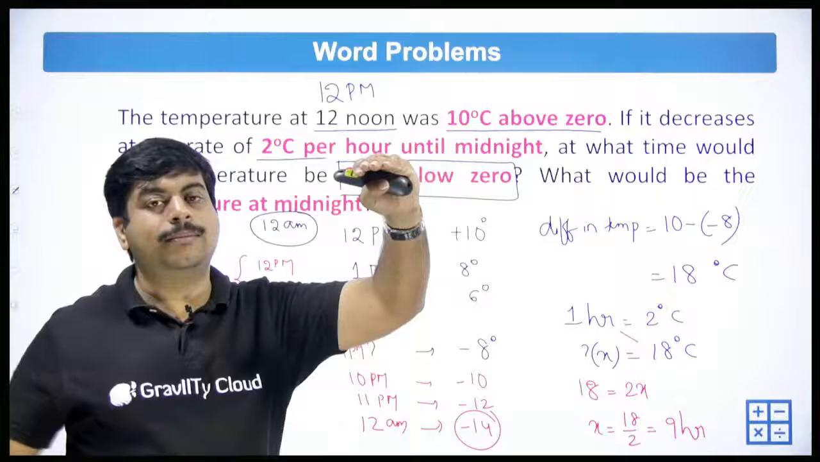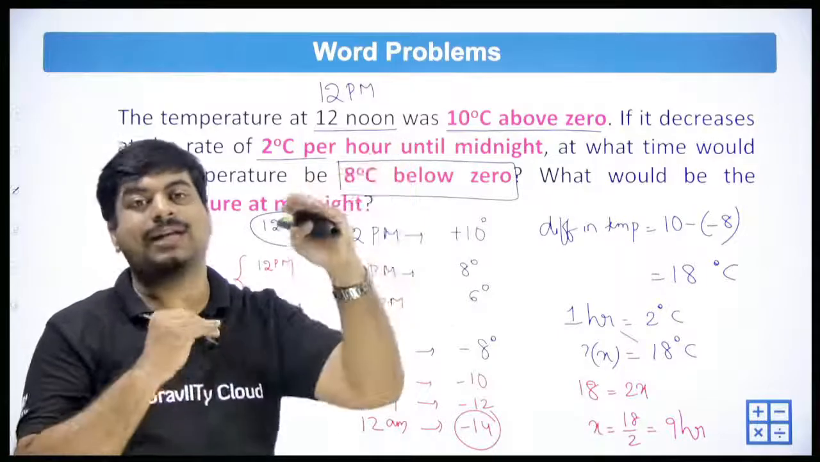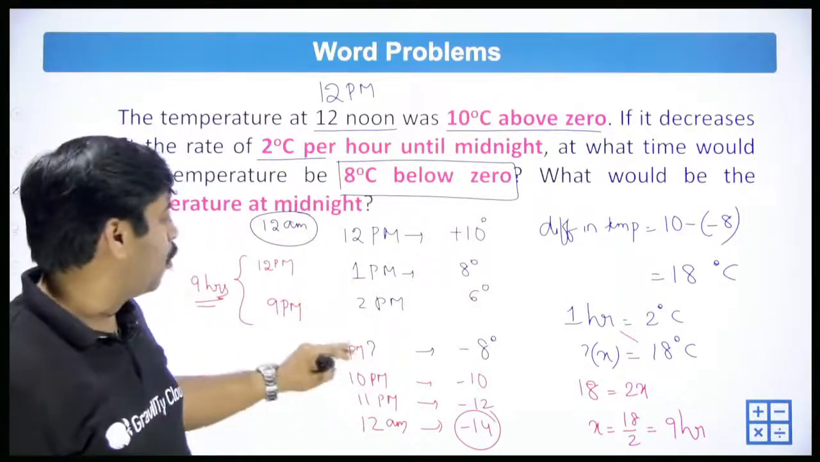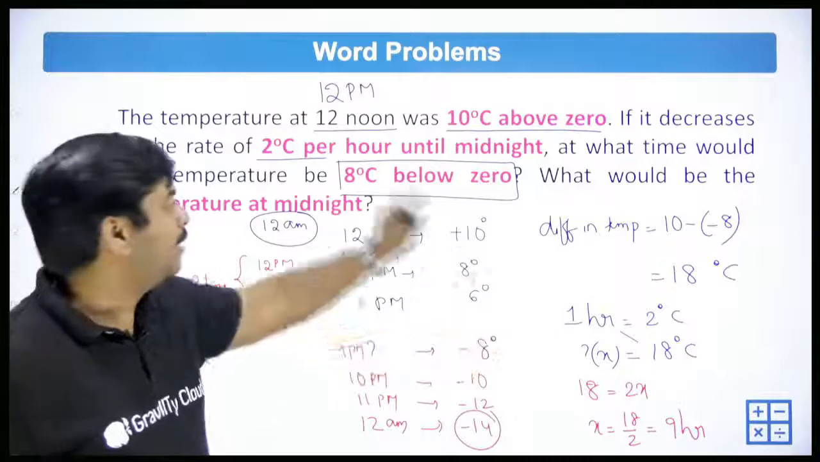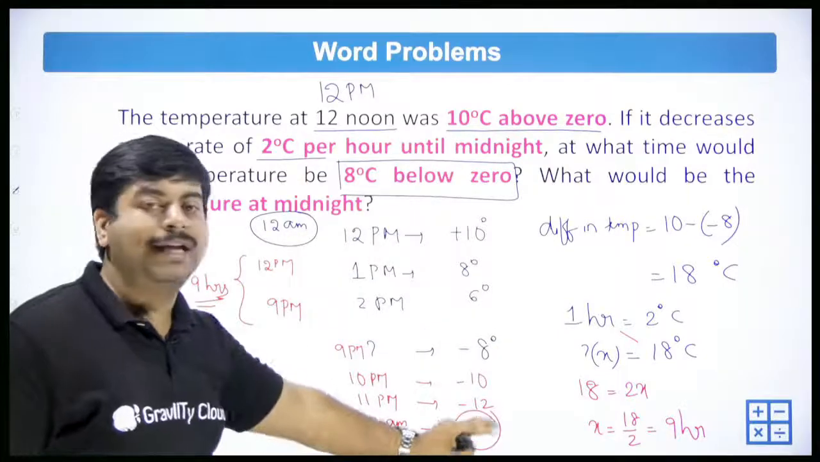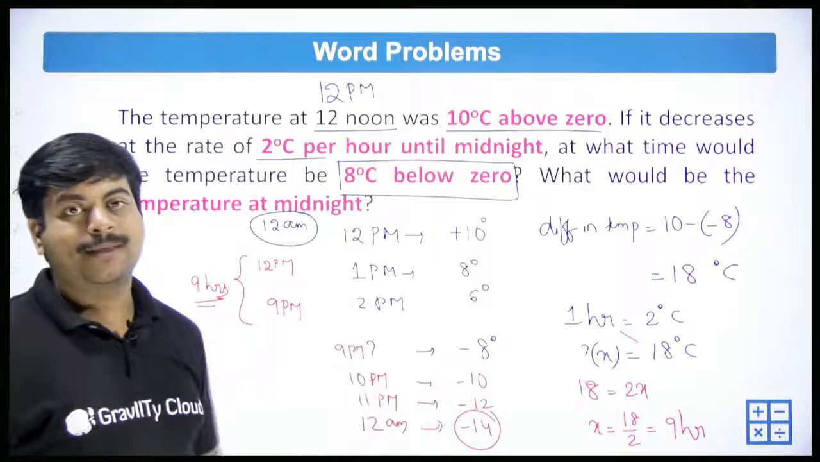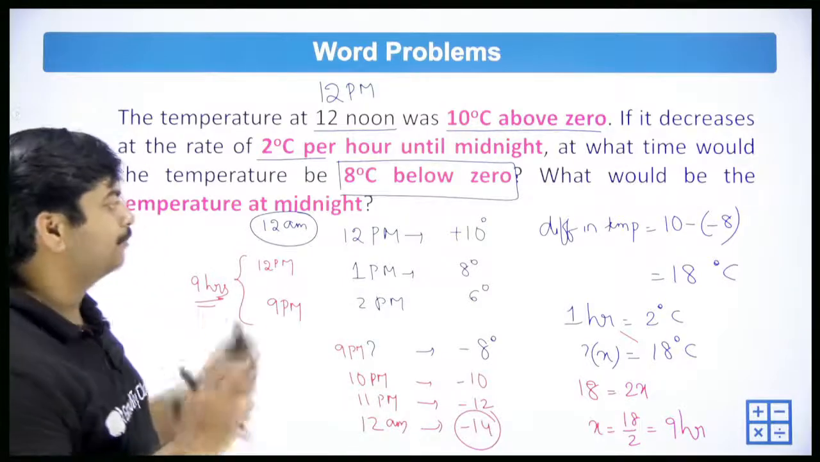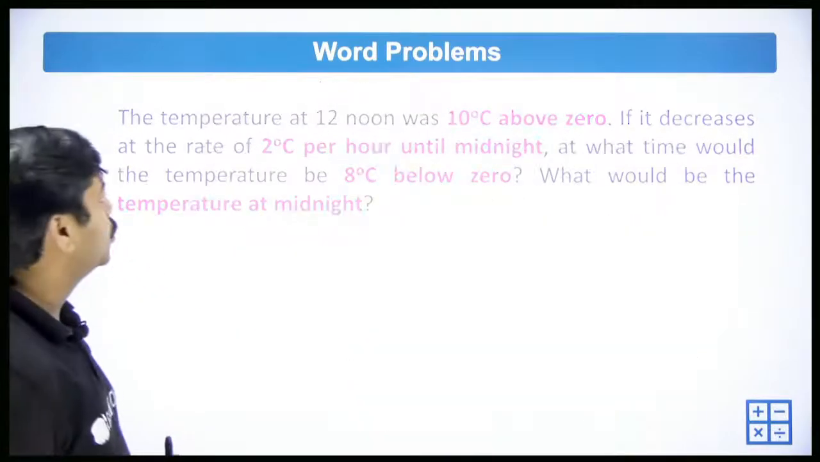Starting from 12 p.m. to 9 p.m., you're having 9 hours, right? So you'll be falling at 9 p.m. minus 8, and at midnight, 12 a.m., you'll be having minus 14 degrees Celsius. Understand? Right? Easy question. So let's move to one more question.